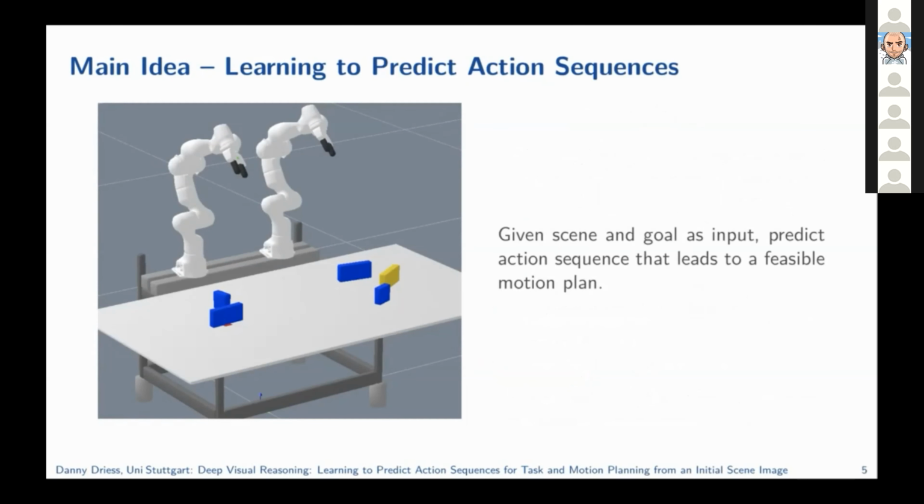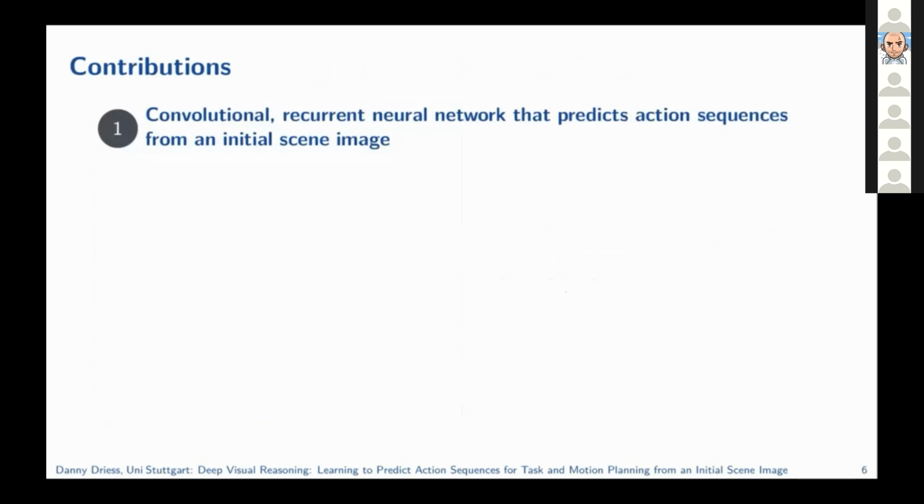To overcome this combinatorial complexity, the main idea of this work is, given the scene and the goal as input, to learn to predict promising action sequences such that ideally only one nonlinear program would have to be solved to find a solution to the overall problem. More specifically, we propose a deep convolutional recurrent neural network that predicts action sequences for task and motion planning from an initial scene image. So basically, by looking at the scene, the network will predict the action sequence.